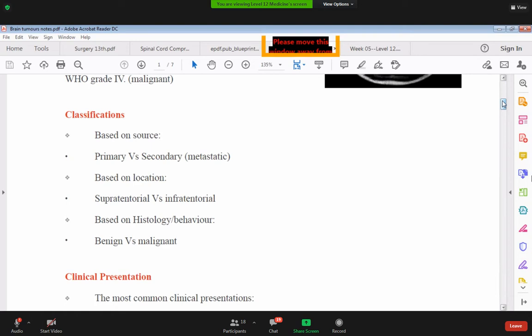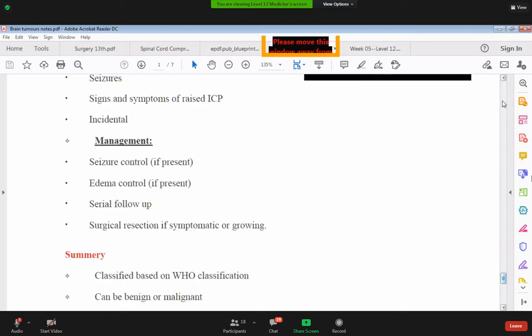Then the tumors can be classified based on the location. It can be classified as supratentorial lesions or supratentorial malignancies, or the infratentorial tumors, or the infratentorial cancers. They can also be classified based on histology or behavior, which we have already said can be of different grades, 1, 2, 3, 4, and the benign variety and the malignant variety can be based on their histological appearance and biological behavior.